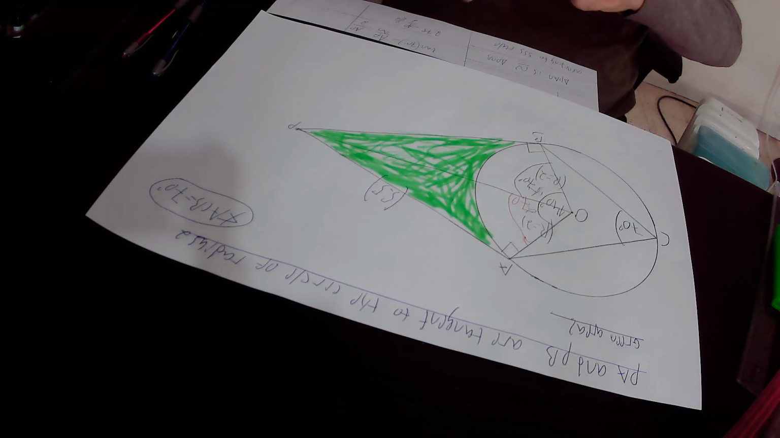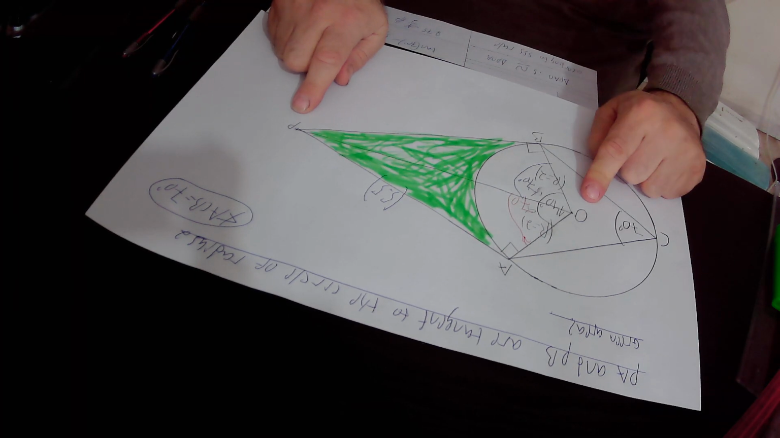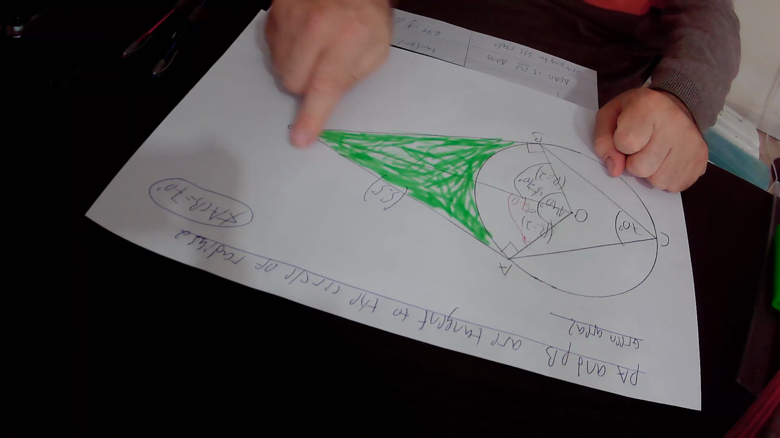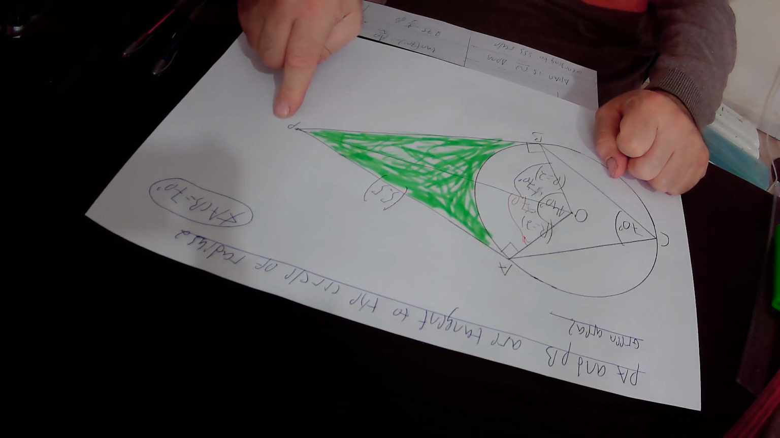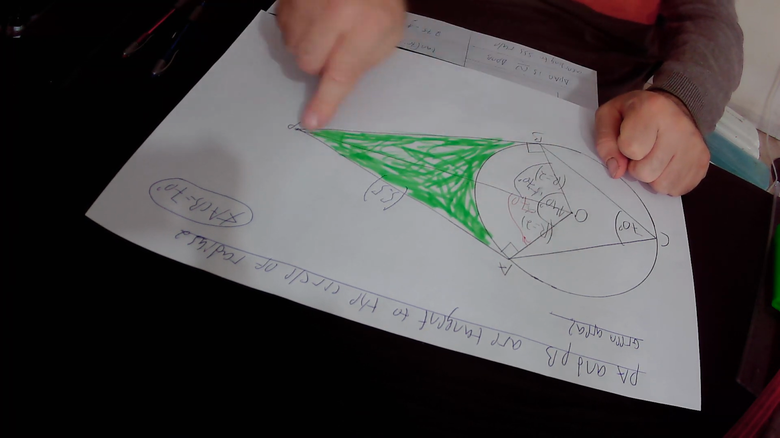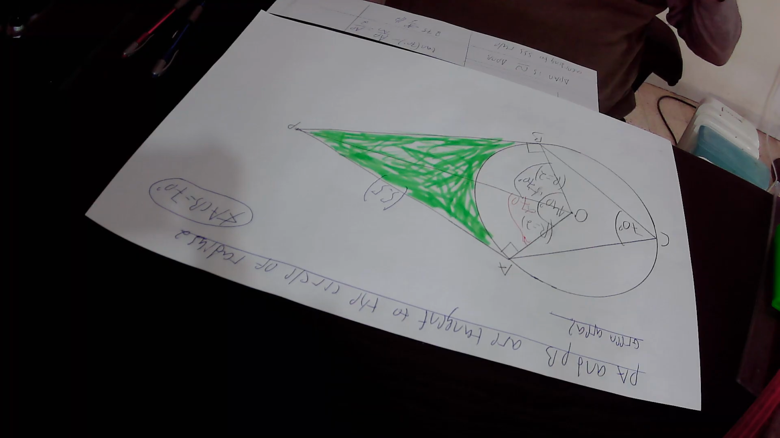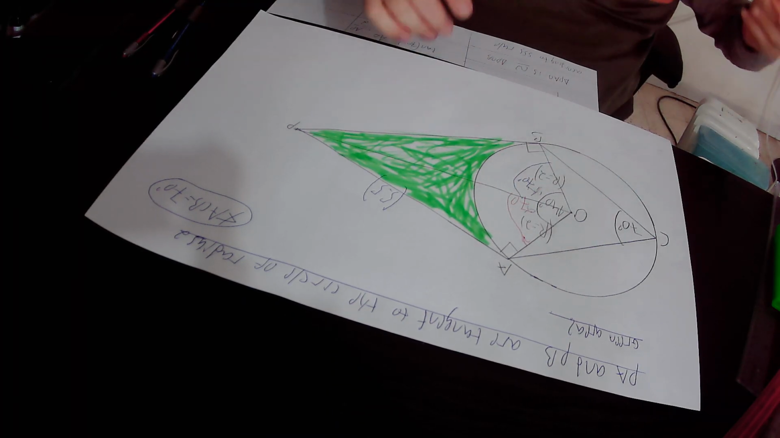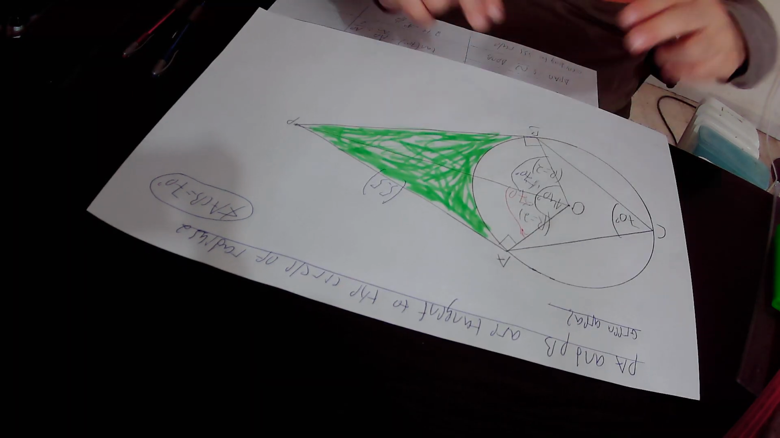In the next step, we joined points P and O together by a straight line. By joining points P and O, we created two right triangles: the upper right triangle AOP and the lower right triangle BOP. In the next step, we proved that those two right triangles are congruent. So why are those two right triangles congruent?